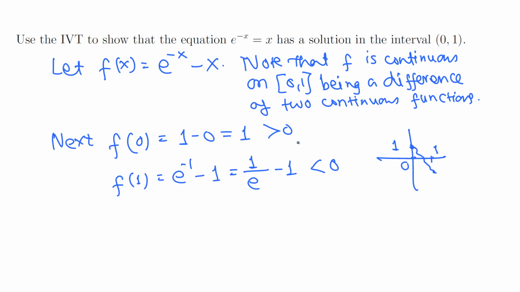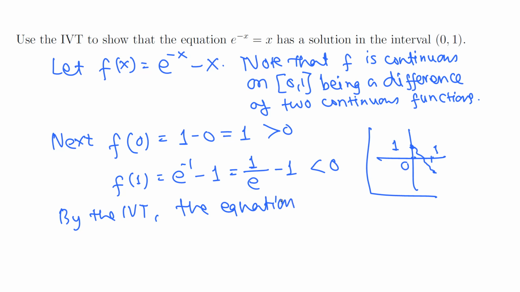This is what is confirmed by the intermediate value theorem. Since one of them is positive and the other is negative, by the intermediate value theorem this function has a 0. That means this equation has a solution in 0, 1. That means if we solve this equation, there will be one x value that satisfies it, and that x value is in between 0 and 1.